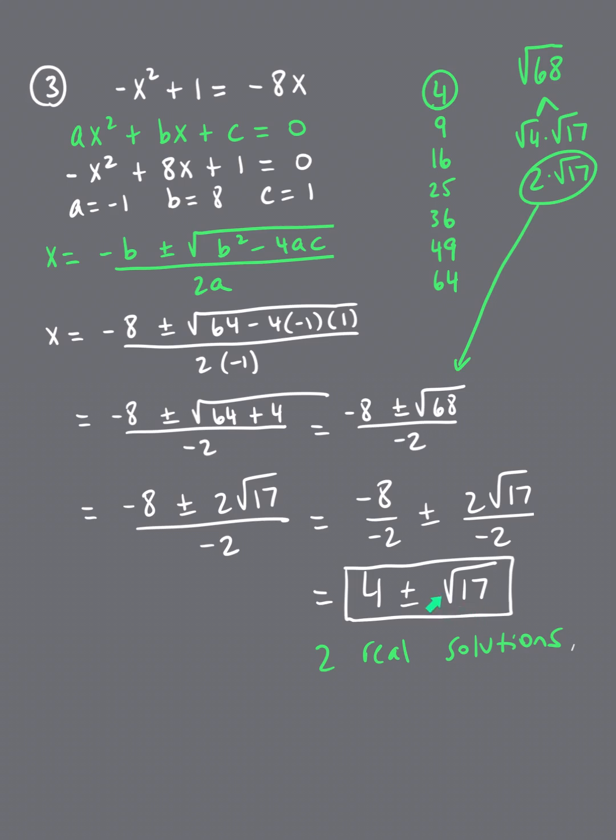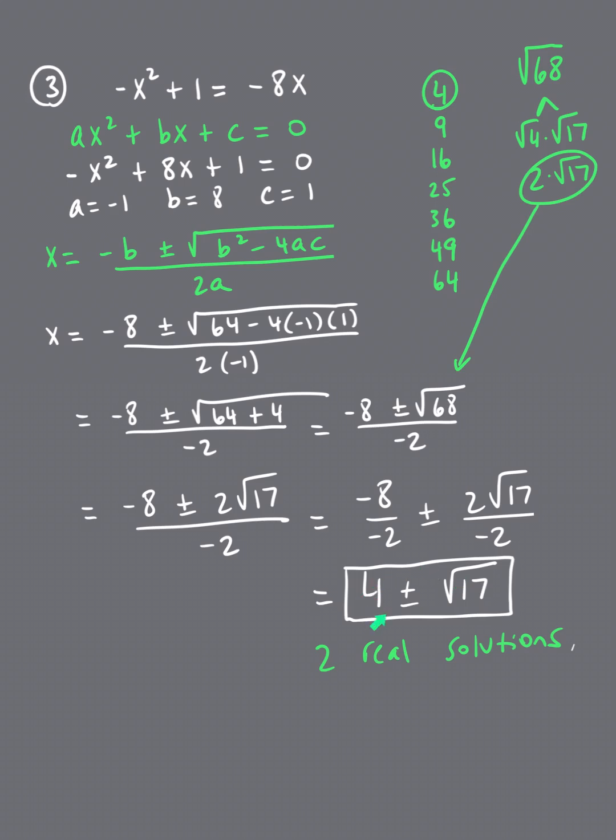Because this is not imaginary. There's no i here. It's not negative under the square root. So the square root of 17 is still a real number. If you put it in your calculator, you can see that it still gives you a real number. Now most teachers are going to want you to leave it in this exact form and not decimal answers.